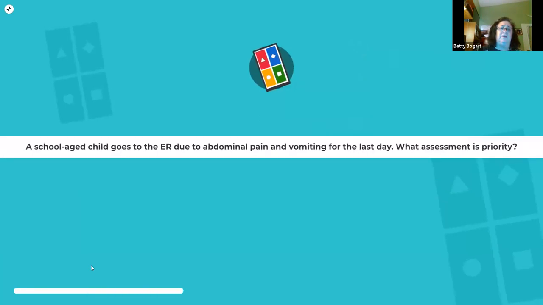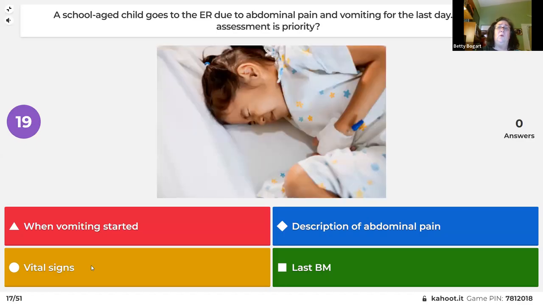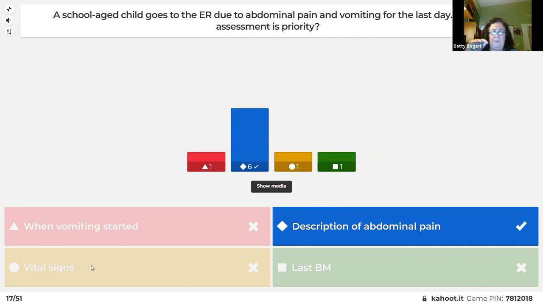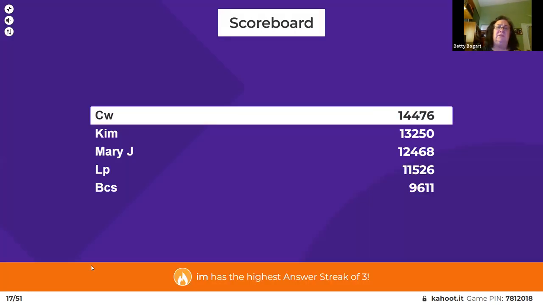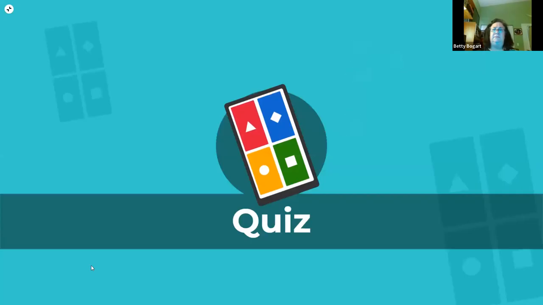A school-age child goes to the ER due to abdominal pain and vomiting for the last 24 hours. What assessment is priority? Like, what question are you going to ask first to this child? So I want to know where that pain is. Is it upper middle chest? Is it right lower quadrant? It will make a difference on how we treat the child. So knowing where the pain is, describe the pain. Tell me where it's at.